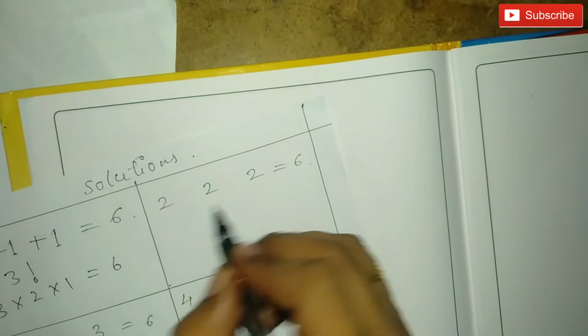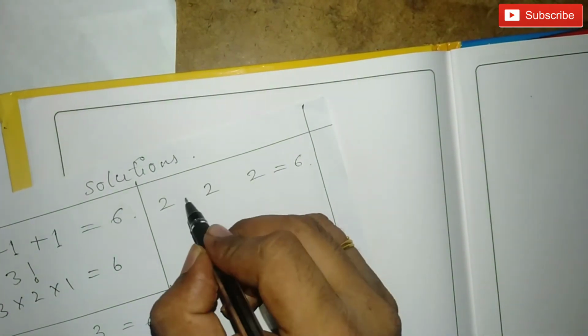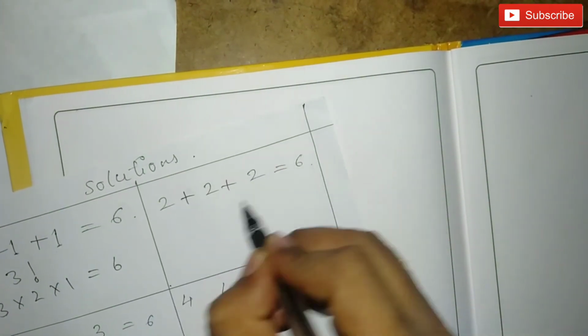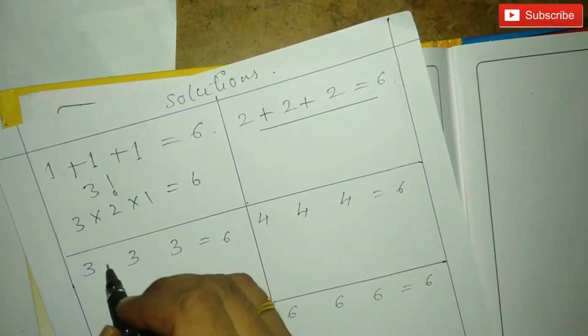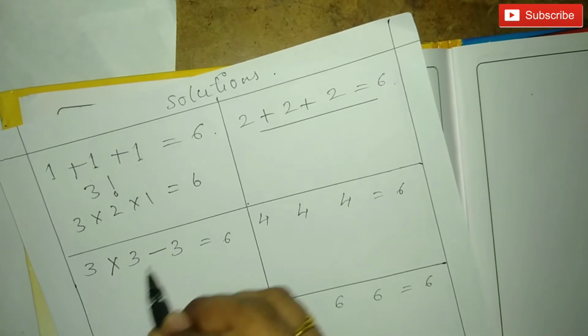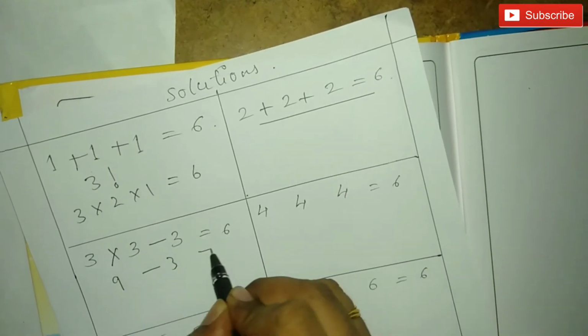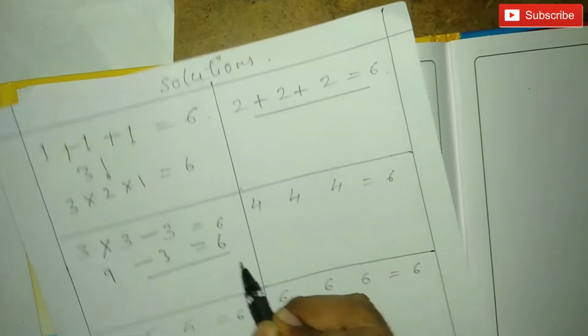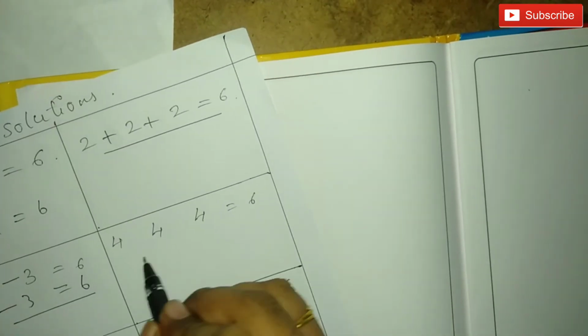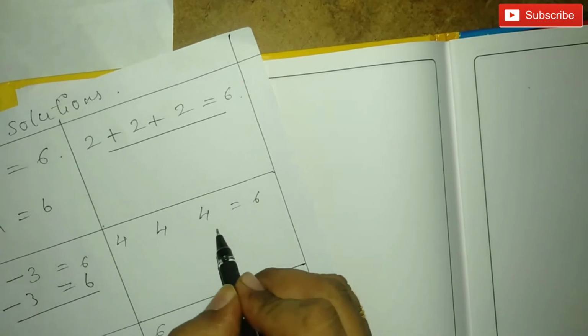Second one. Here we will be using the simple mathematical addition, plus plus. Here is the answer. Right, for the next one we will be using multiplication and minus. So 3 multiplied by 3 is equal to 9, minus 3 equals 6. Here is the answer. For 4, we will be solving it later on.